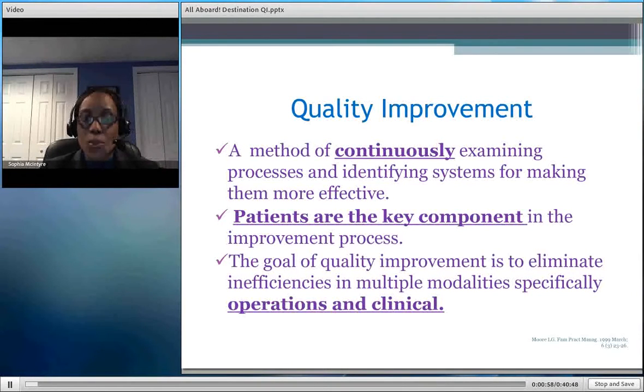So quality improvement. There are lots of definitions that many individuals may think about when they think about quality improvement. So here I'm defining quality improvement as a method of continuously examining processes and identifying systems for making them more effective. Patients are the key components in the improvement process. The goal of quality improvement is to eliminate inefficiencies and multiple modalities, specifically operations and clinical. And this is really important for quality improvement.